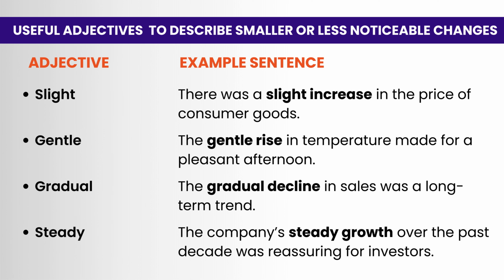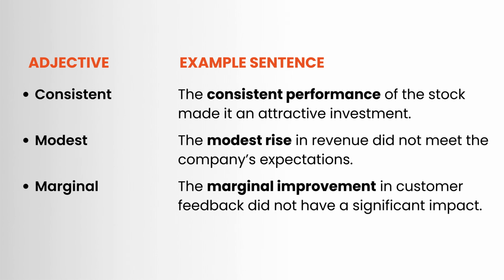Gradual. The gradual decline in sales was a long-term trend. Steady. The company's steady growth over the past decade was reassuring for investors. Consistent. The consistent performance of the stock made it an attractive investment. Modest. The modest rise in revenue did not meet the company's expectations. Marginal. The marginal improvement in customer feedback did not have a significant impact.